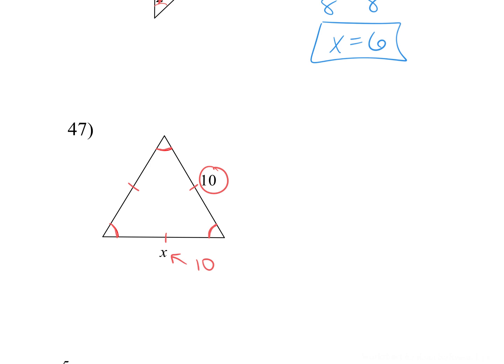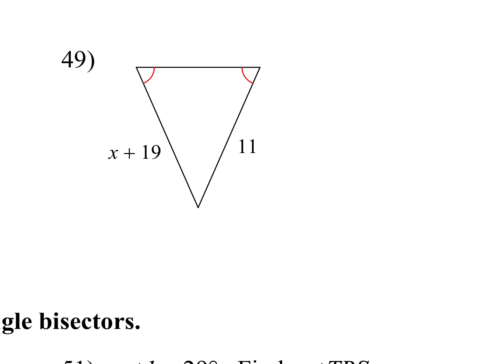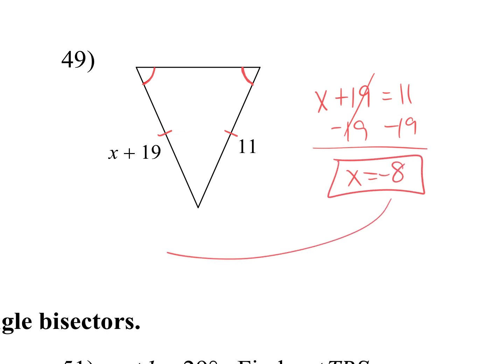Number 49. What kind of triangle do I have on number 49? How do I know that? Right, if two angles are the same, what else do I know? Right, these two sides are the same. So since they're the same, how can I set it up to solve for x? Yep, x plus 19 equals 11. On this one, you're going to get a negative x value. Is it okay to get negative x values? Yes. Okay, just make sure when you plug it in, if you have to, you should get a positive answer out of it. Okay.